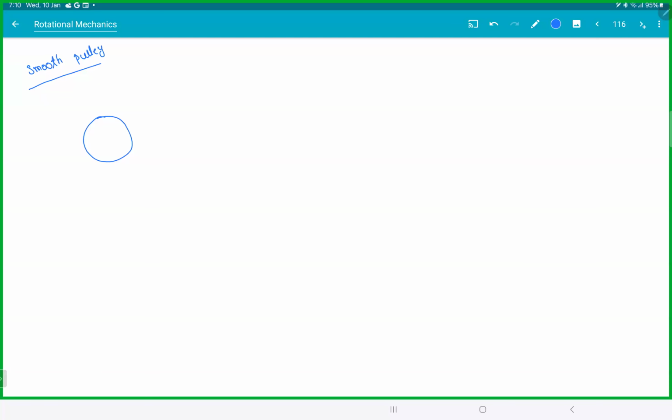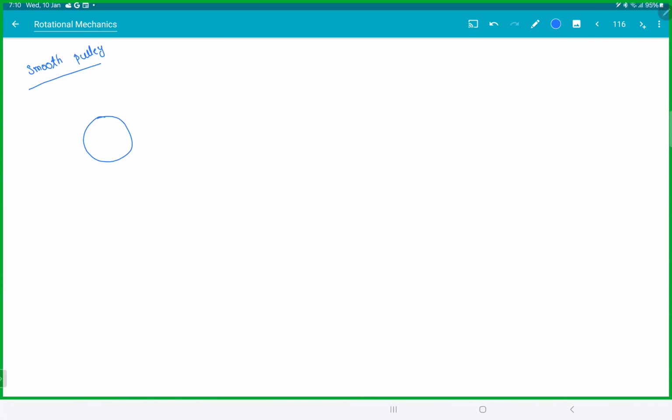For example, if you look at my screen, it is like this. The thread is just sliding over it. The pulley never rotated. But if the pulley had some friction, this is how the motion would be. Meaning this whole system would rotate. In real life, the pulley which you see actually rotates. But till now we have taken the cylinder and the pulley to be smooth. This pulley never rotated actually. The string was simply sliding over it because there was no friction.